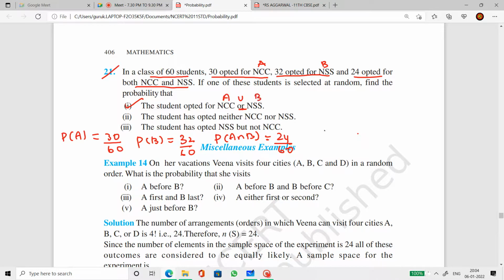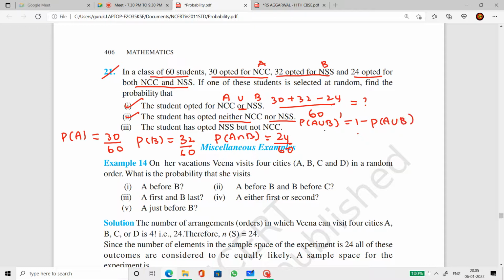So P of A union B is P of A plus P of B minus P of A intersection B. So 30 plus 32 minus 24 divided by 60, which is the answer for the first case. The second one, the student opted neither NCC nor NSS. So which is A union B the whole complement, and that is 1 minus P of A union B.